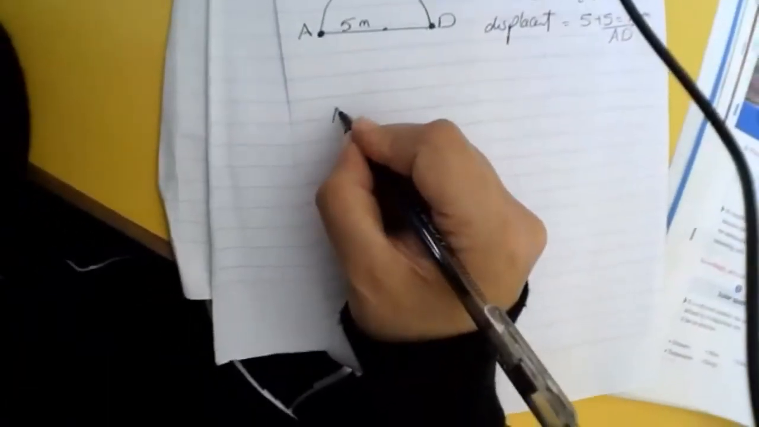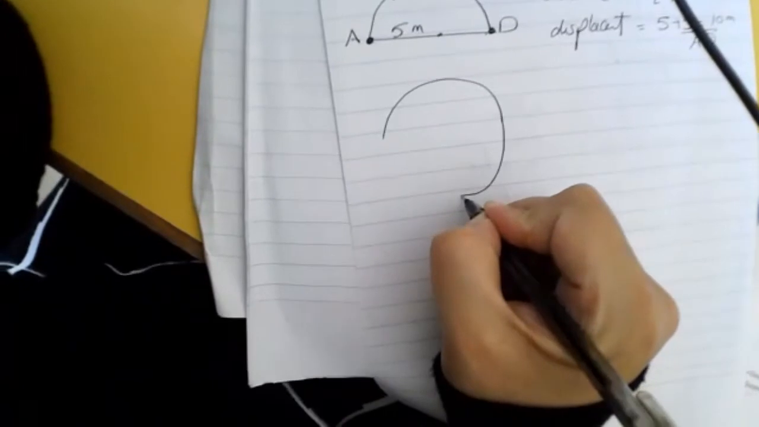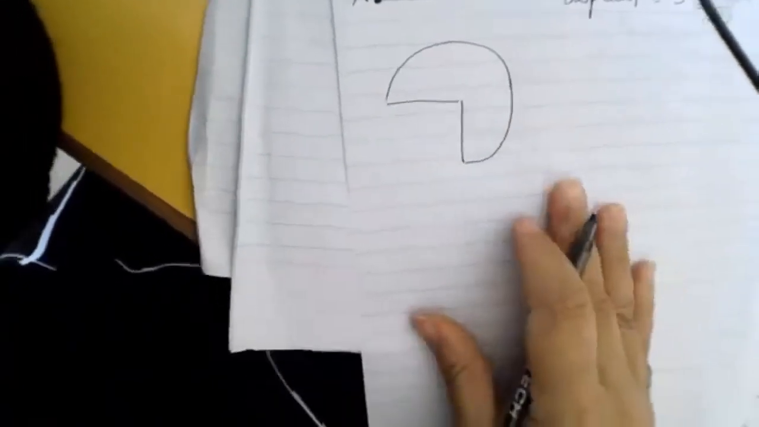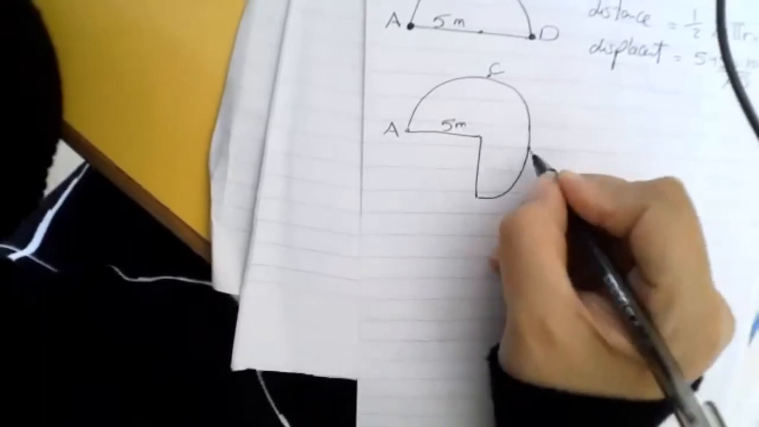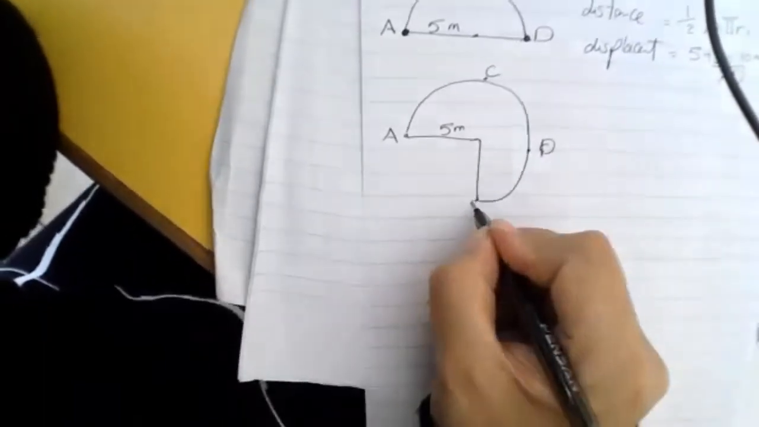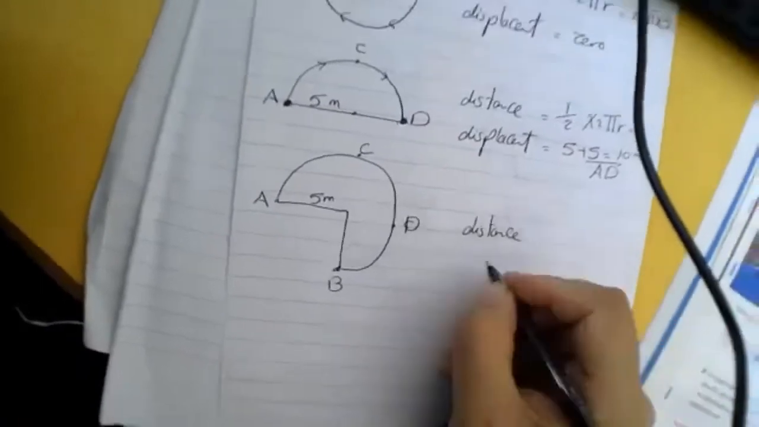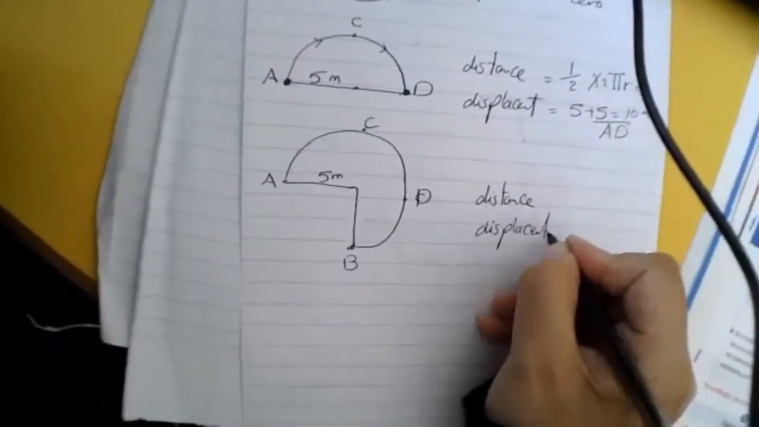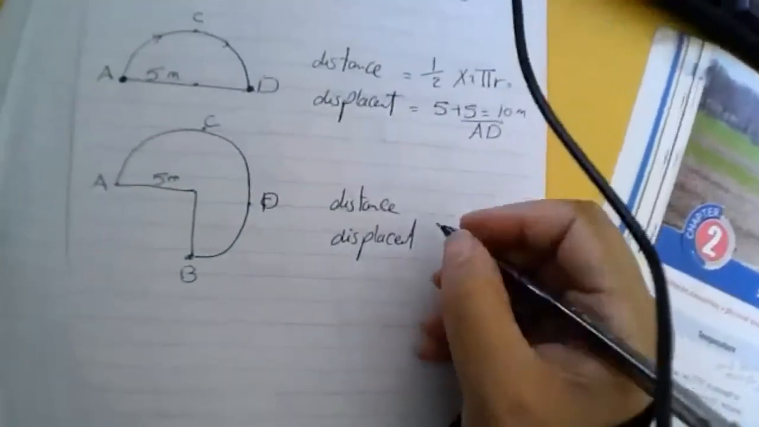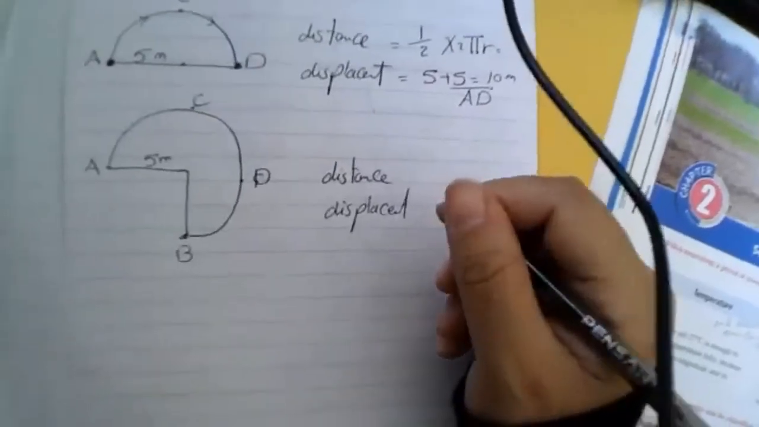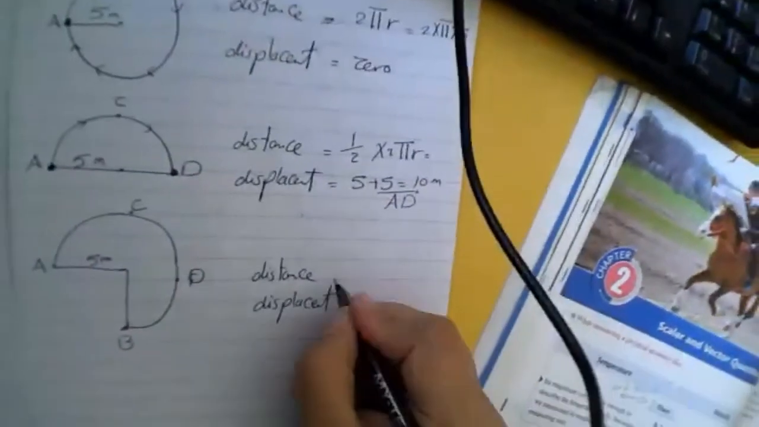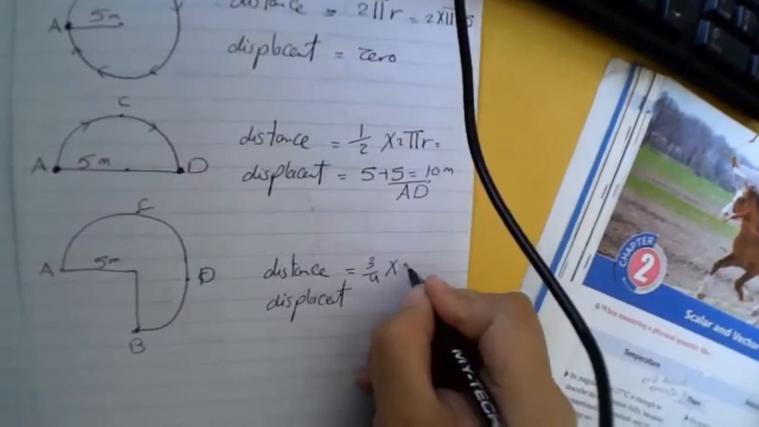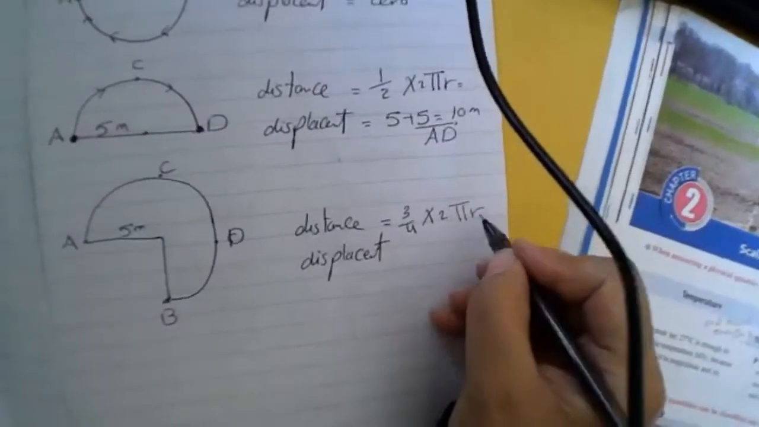Suppose a person is moving in 3/4 of a cycle like this, covering 3/4 of a cycle with a radius of 5 meters too. Start from A, moving along the circumference of the circle like this until he reaches B, and I ask you to find the distance and the displacement. As I told you, if you want to find the distance, you have to measure the actual length or the actual path that the person covers, but the displacement you calculate from the start point to the end point in a straight line. So the distance will be 3/4 times 2πr, and you substitute the radius by its value.